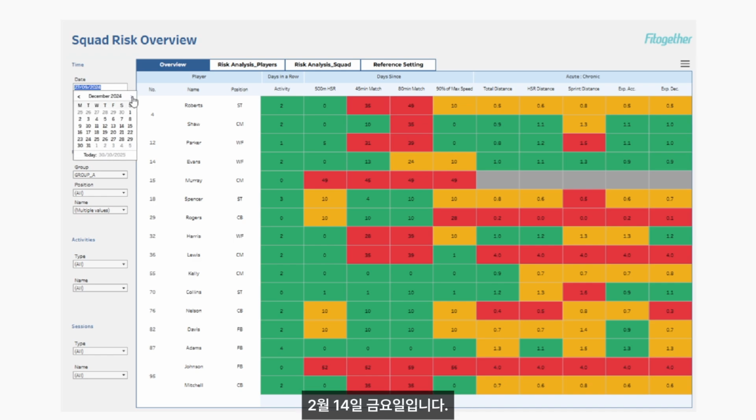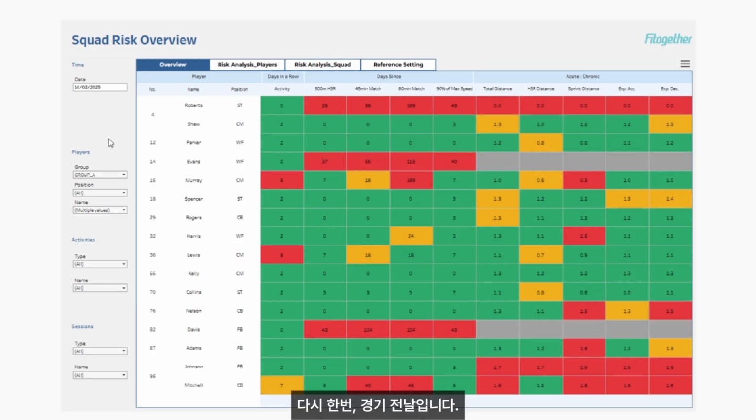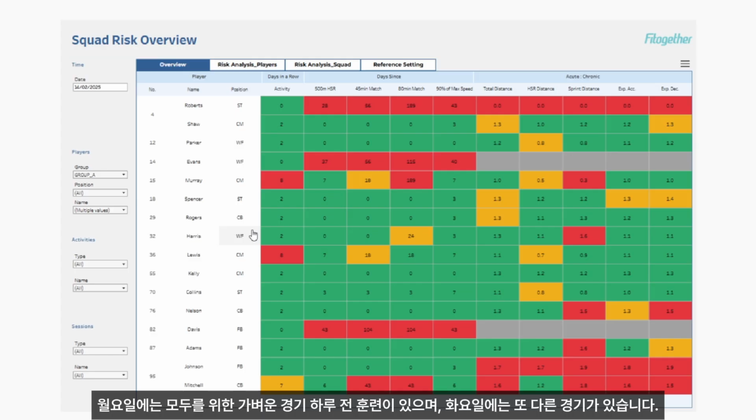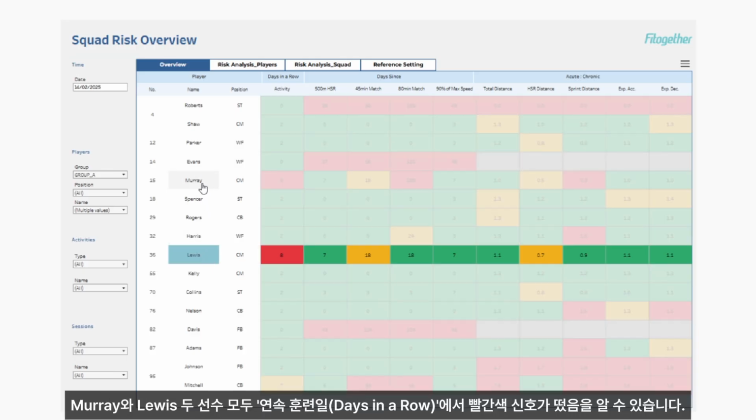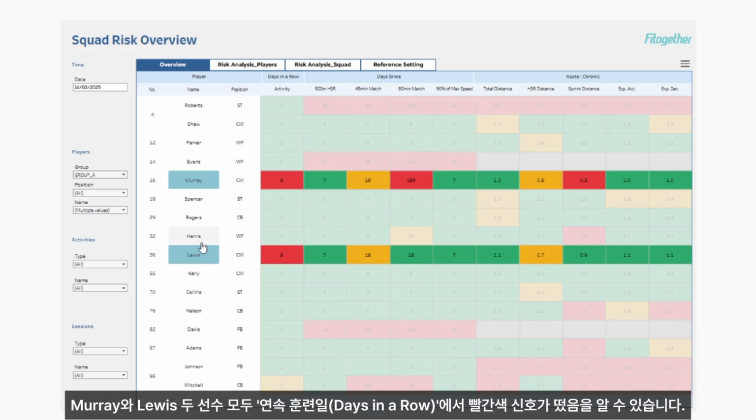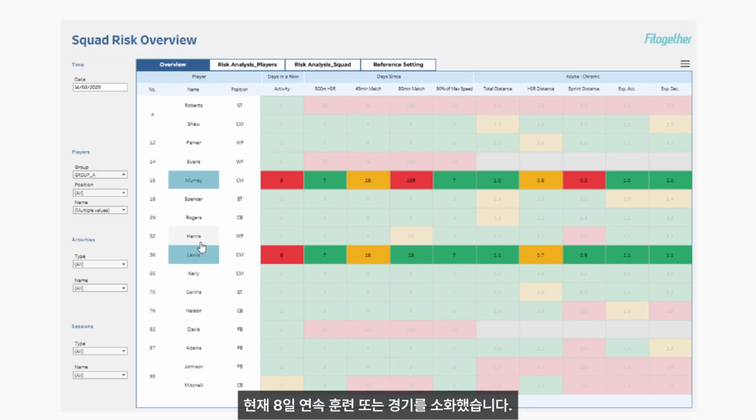It's Friday, the 14th of February. Again, the day before a game. There's a training session for non-starters on the Sunday, a light match day -1 session for everyone on Monday, and another fixture on Tuesday. Straight away, we can see that Murray and Lewis are both flagged red for days in a row, currently on 8 consecutive days of training or matches.